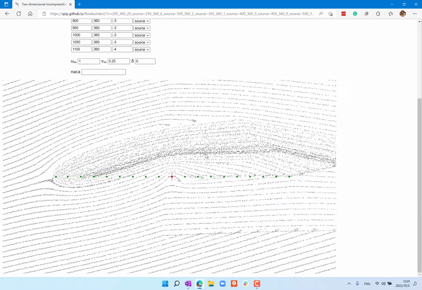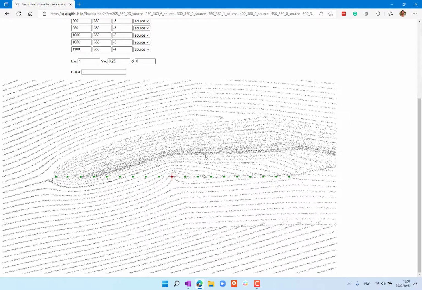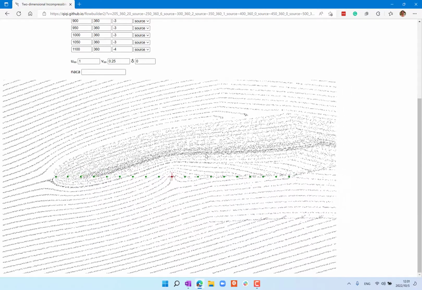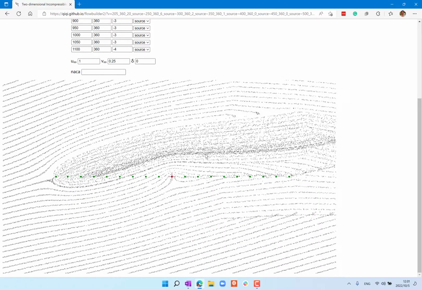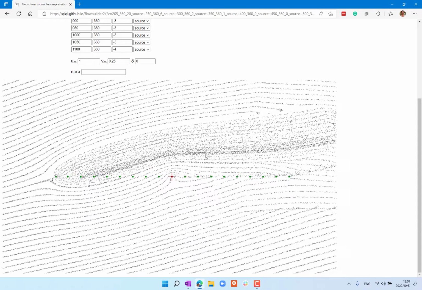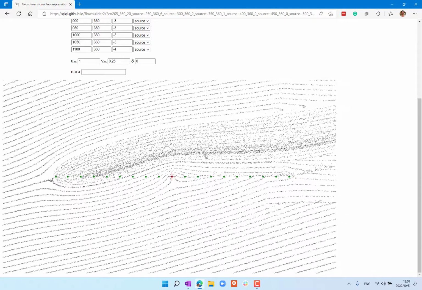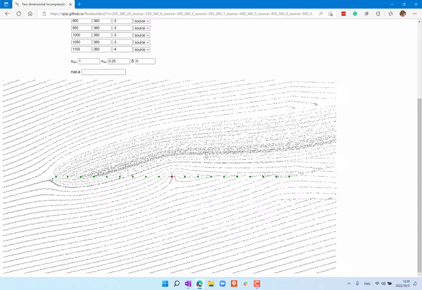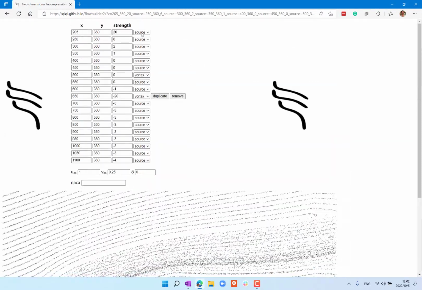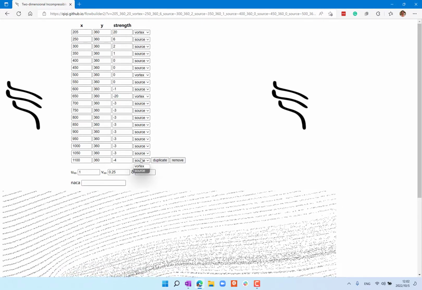Can you, by changing all these sources and sinks to vortices of different strengths, make the flow go basically parallel to the flat plate? How can you do that? Basically we want to change all the sources to vortices and try to make the flow go parallel to that flat plate from the leading edge to the trailing edge. I think it's easy to go here.